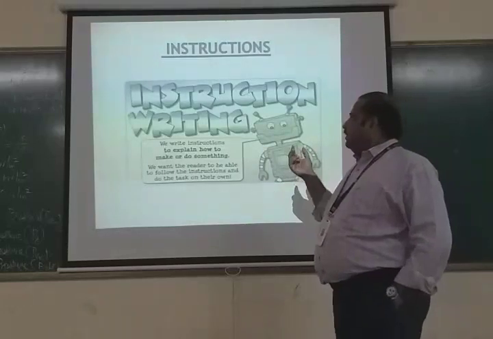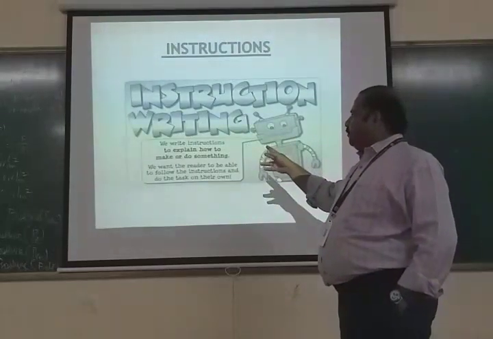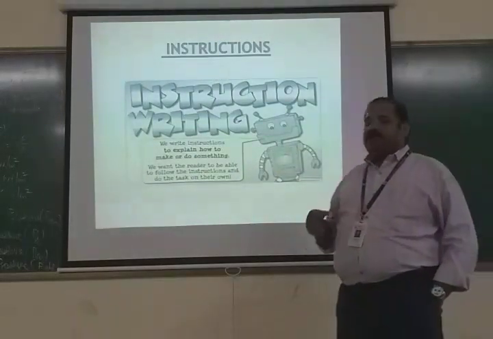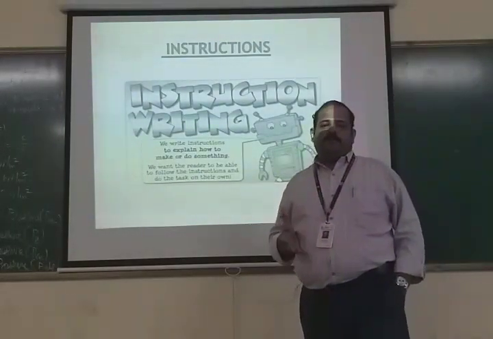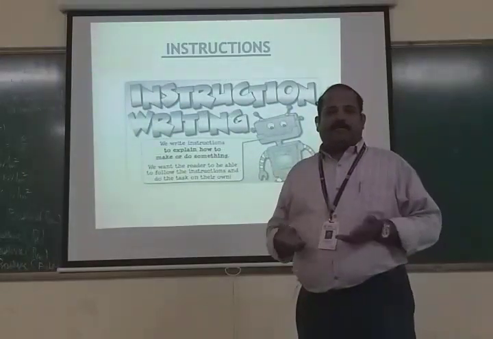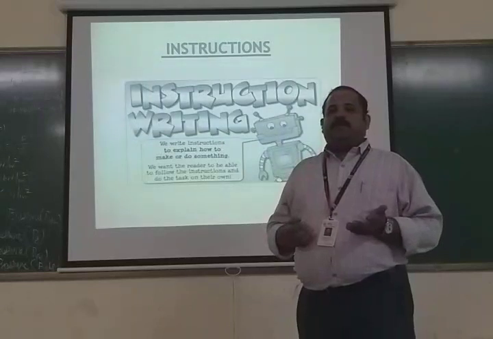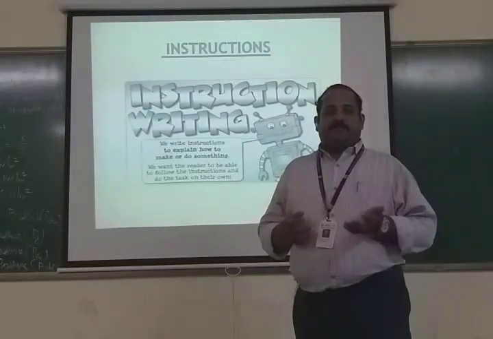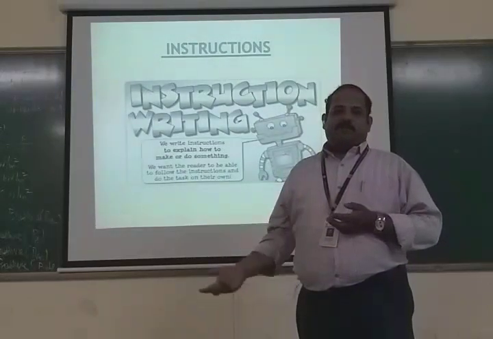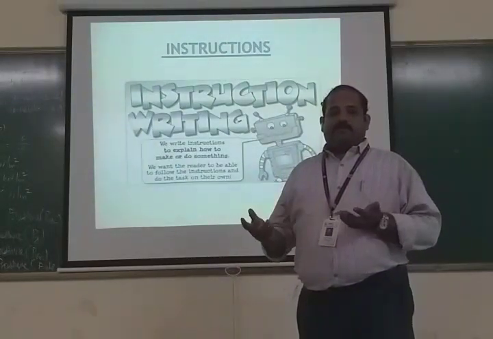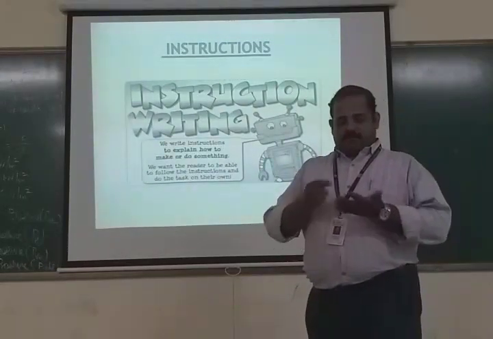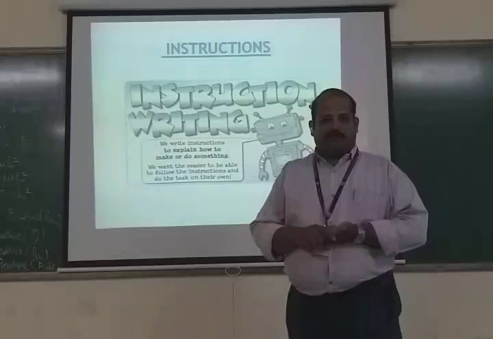Now, instructions writing. To write instructions on how to make or do something, we want the reader to be able to follow the instruction and do the task on their own. For example, they will ask questions in a general manner as well as in a technical manner. The question may be: write a set of 8 instructions that should be followed in the chemistry laboratory in the college or school, or write a set of instructions to be followed to avoid Facebook problems. These are the general questions they will ask. So we have to start the sentence in an imperative form.